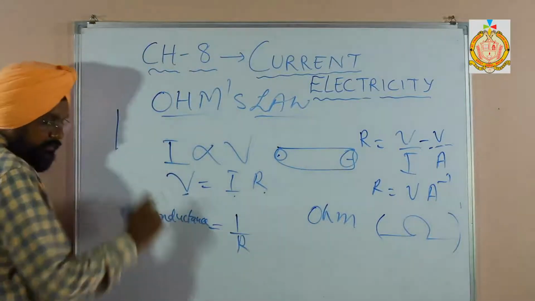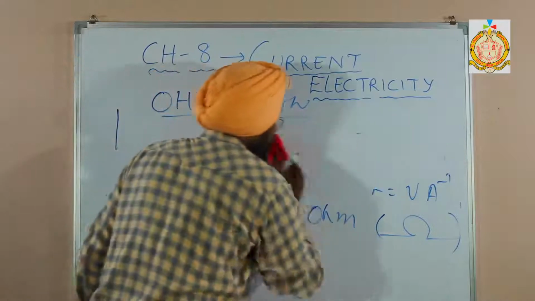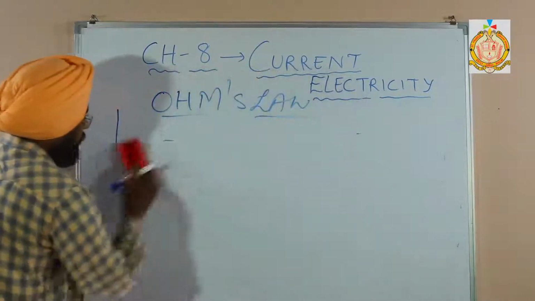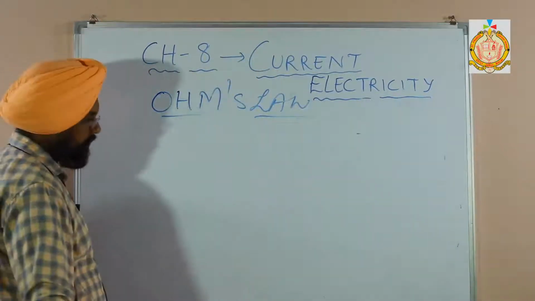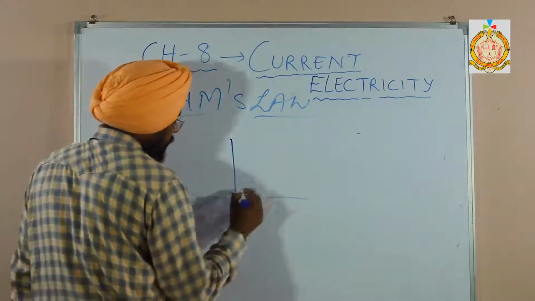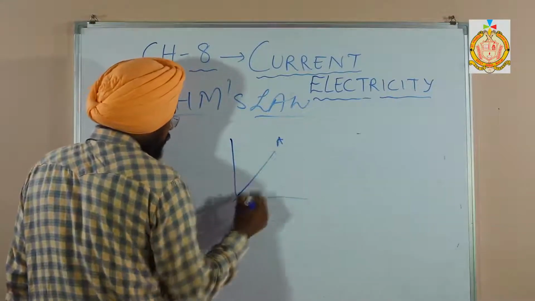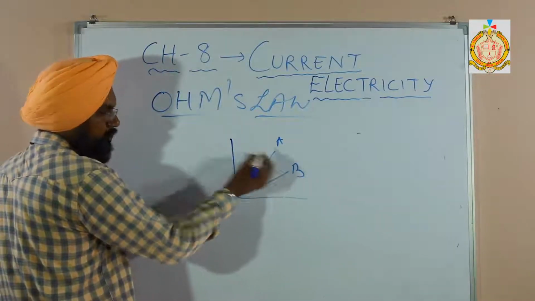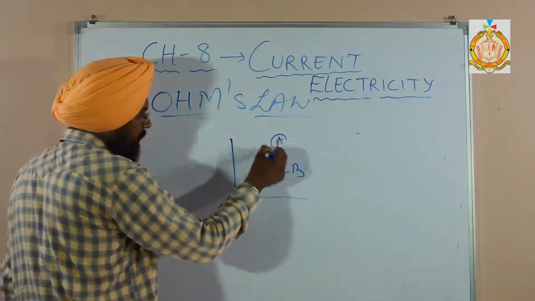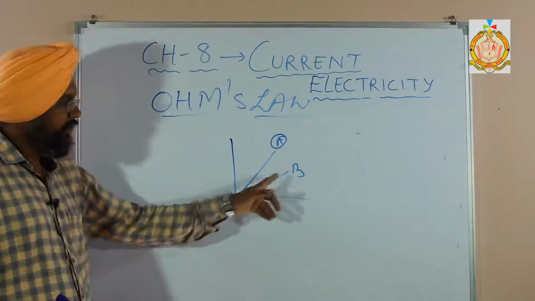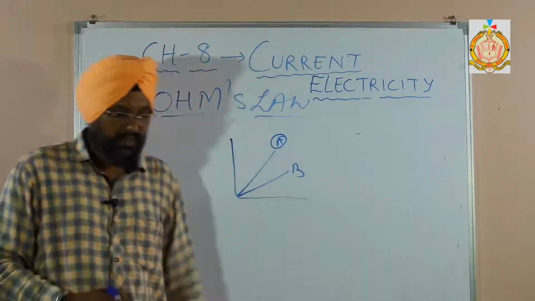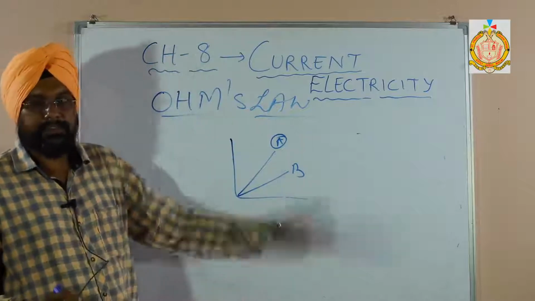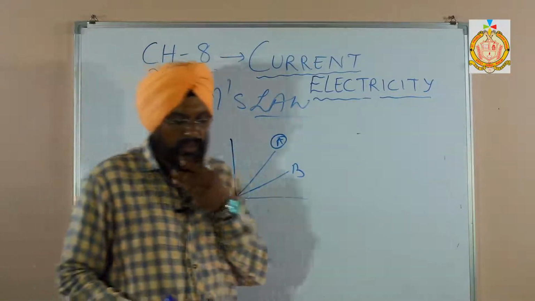Sometimes they ask by drawing a graph like this, in which one has more resistance. One is A and one is B. Which slope is greater, A or B? A slope is greater, so that means A is having more resistance, whereas B is having less resistance. Less the slope, less the resistance. More the slope, more the resistance.